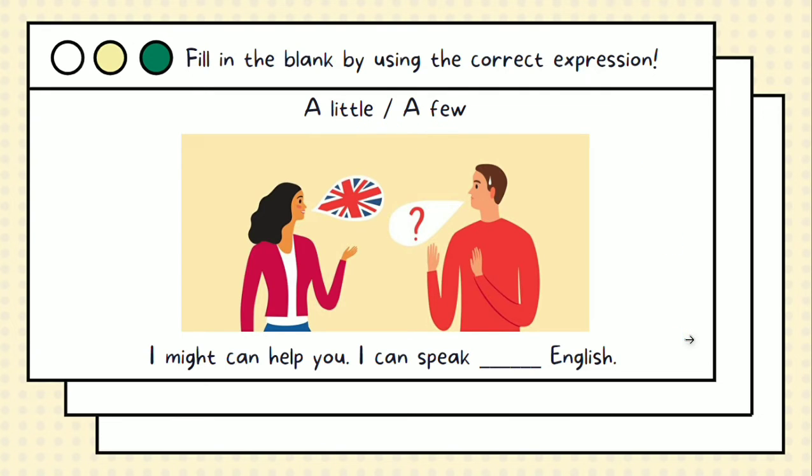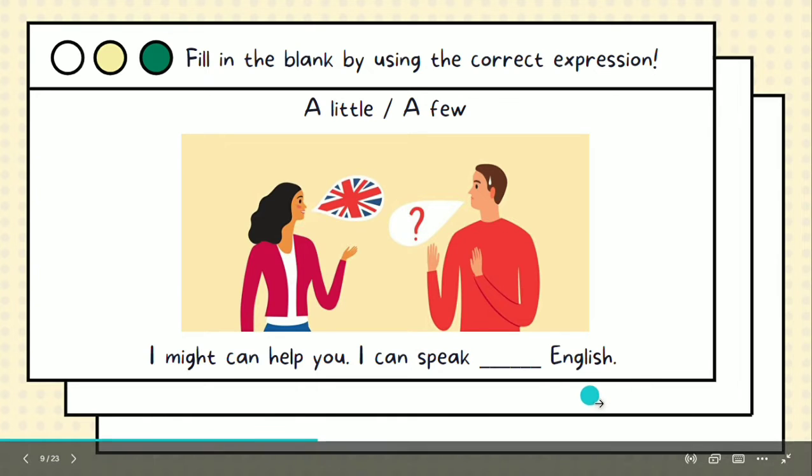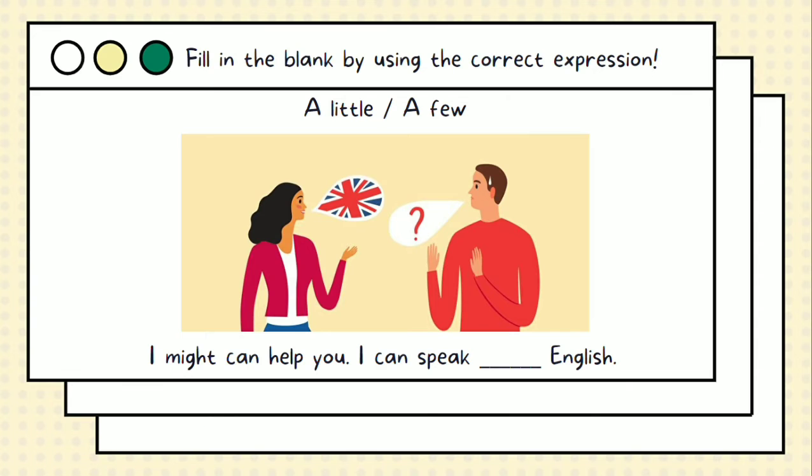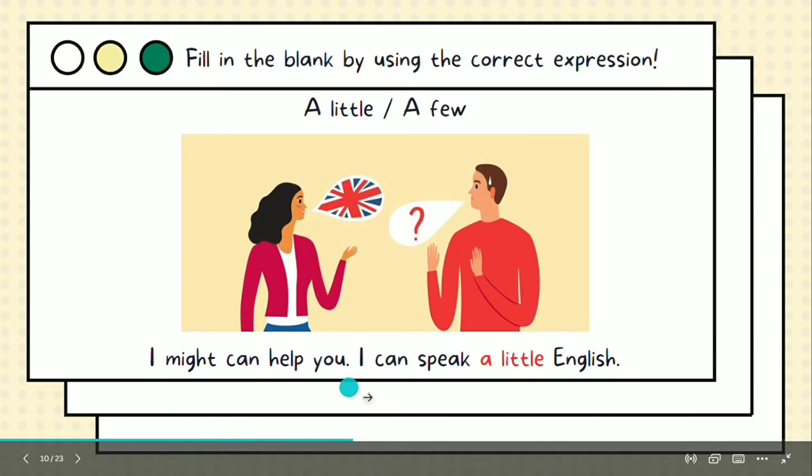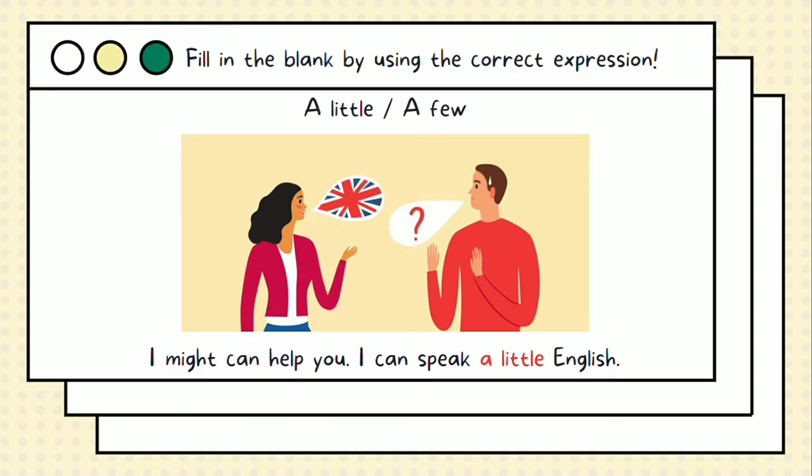And the sentence is, I can speak blank English. Can you guess? Okay, let's check the answer. I can speak a little English. For this one, a little is used for uncountable, because we cannot count language, so we use a little for uncountable.